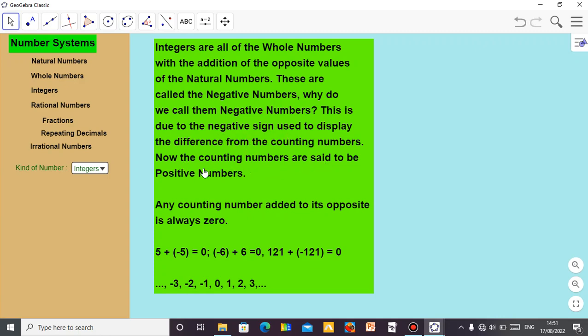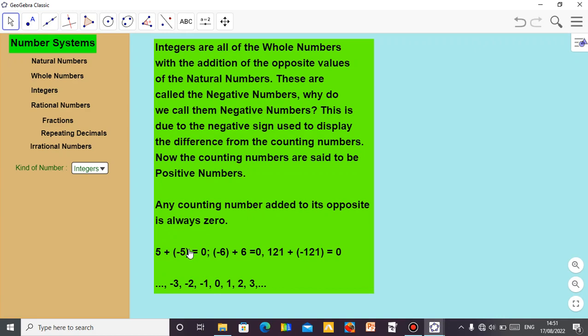Now the counting numbers are said to be positive numbers. So take note, counting numbers are natural numbers, don't forget that. So they are only positive. So counting numbers are positive numbers. There is no negative number attached to them. So any counting number added to its opposite is always 0.